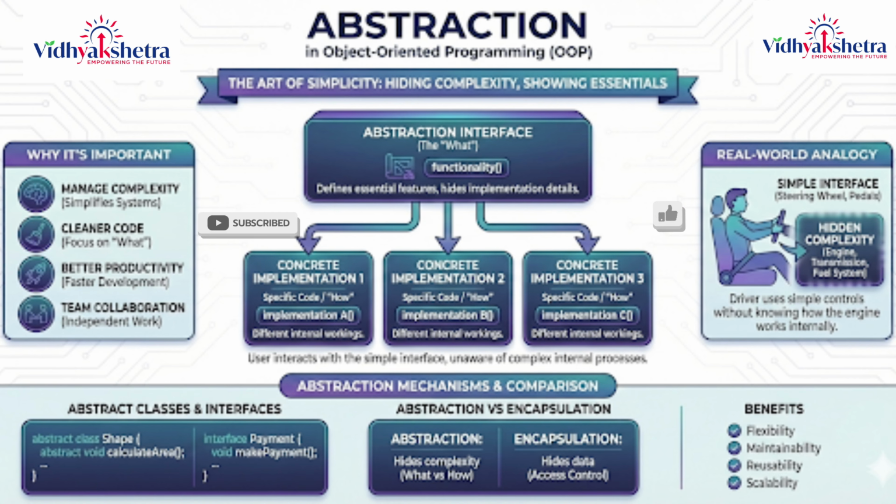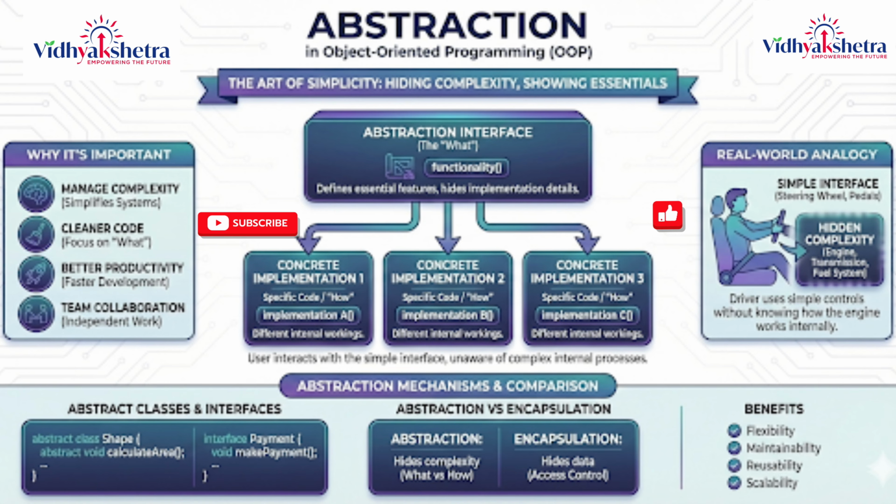Abstraction in object-oriented programming. In object-oriented programming, abstraction is achieved using abstract classes and interfaces. These constructs define what methods should exist, but do not define how they should be implemented. The actual implementation is provided by child classes. This allows programmers to define a standard structure while leaving flexibility for different implementations.